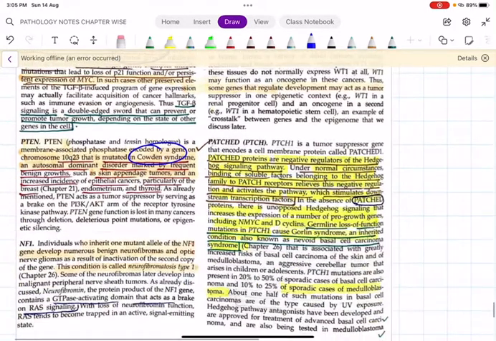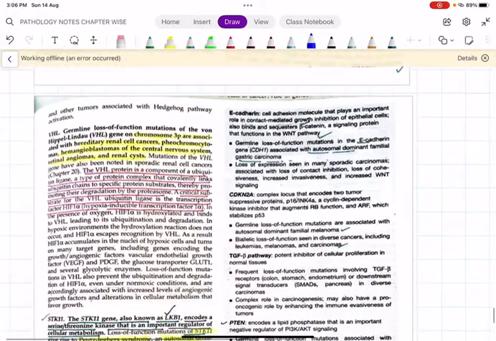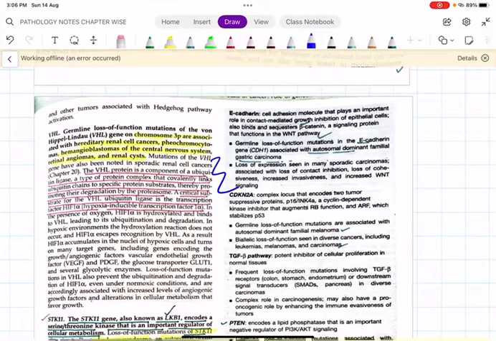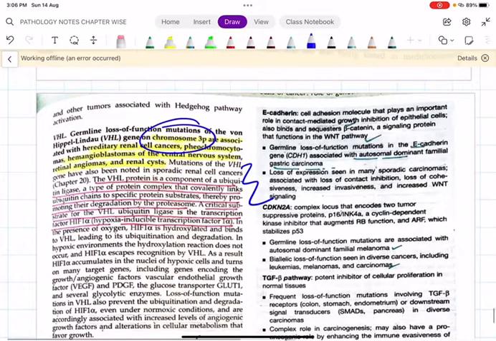Then patched, PTCH, is actually inhibiting the hedgehog signaling pathway. Whenever there is a defect in PTCH, what will happen? There will be increased activation of the hedgehog signaling pathway, which is responsible for nevoid basal cell carcinoma syndrome, also called Gorlin syndrome. Gorlin syndrome, PTCH1. Then VHL, I told you. VHL is going to inhibit hypoxia inducible transcription factor alpha, HIF1 alpha. And remember the chromosome number, it is chromosome 3p. You should remember this chromosome number 3p.